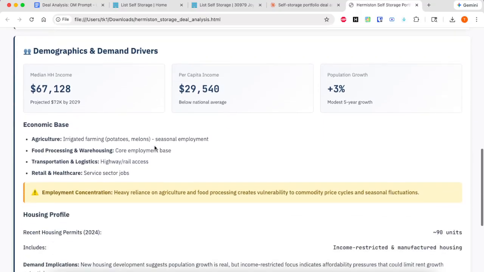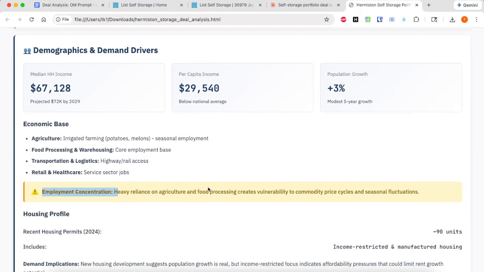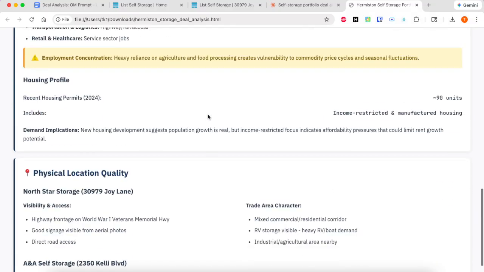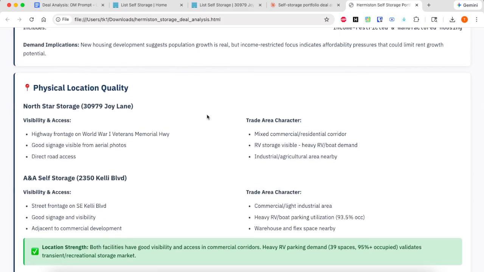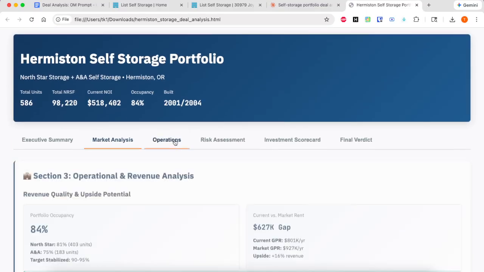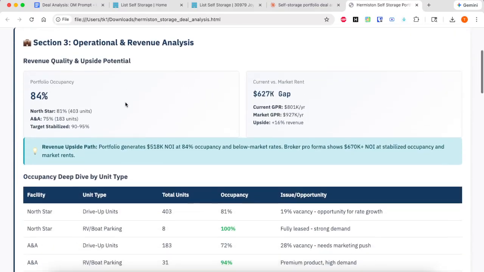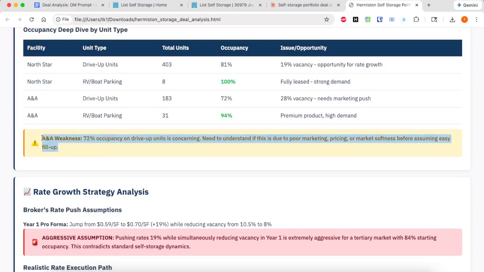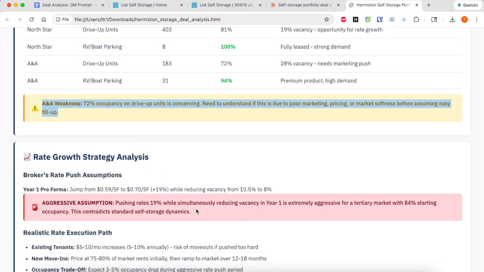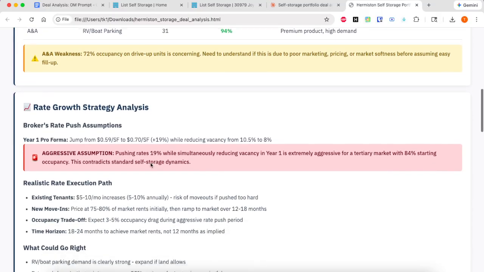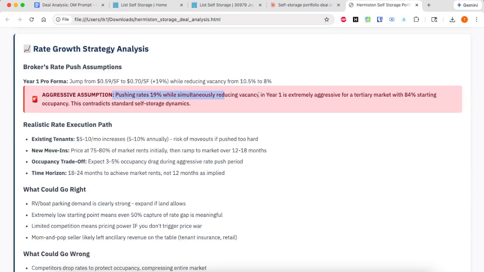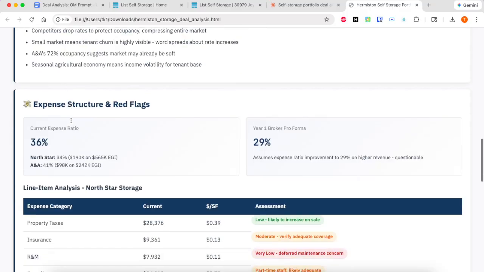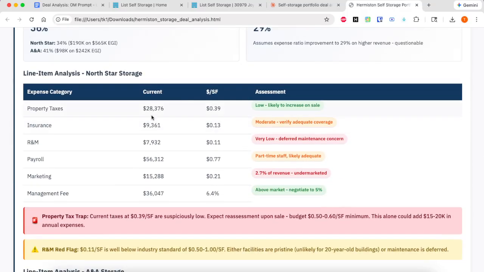And then it pulls in some demographic information. Heavy reliance on agriculture and food processing creates vulnerability. That's really interesting. So our incomes, our growth, physical location quality, so visibility. So it gave us that analysis. And then the operations: revenue upside potential, our occupancy, our market rent. And this is what I like about doing this, because it already gives you these sorts of red flags and different things that it highlights throughout the model. Pushing rates 19%. What could go right? What could go wrong? Expense red flags. This is always key.